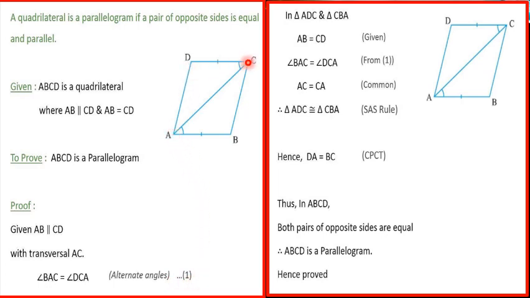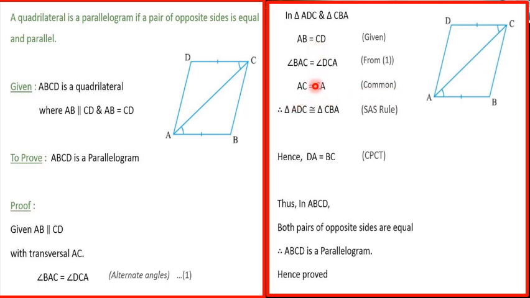Now consider triangle ADC and triangle CBA. That is this triangle and this triangle. AB is equal to CD, it is given in the question. So you can write the reason as given. And we also kept it ready that angle BAC is equal to angle DCA because they are alternate. We have already written here and given it as equation 1. So you can write the reason as from 1. And AC is equal to CA because AC acts as a common side for both the triangles. So that will definitely be equal because it is common. So the reason can be written as common.